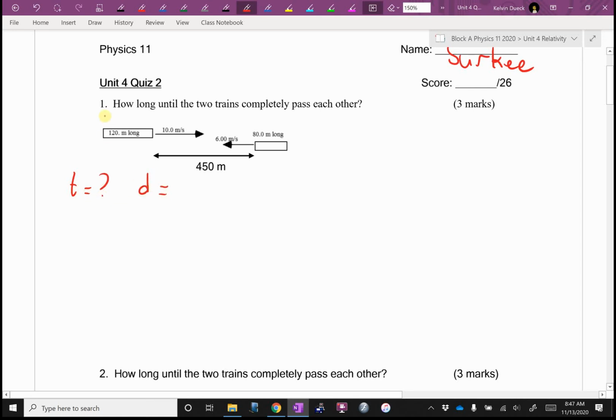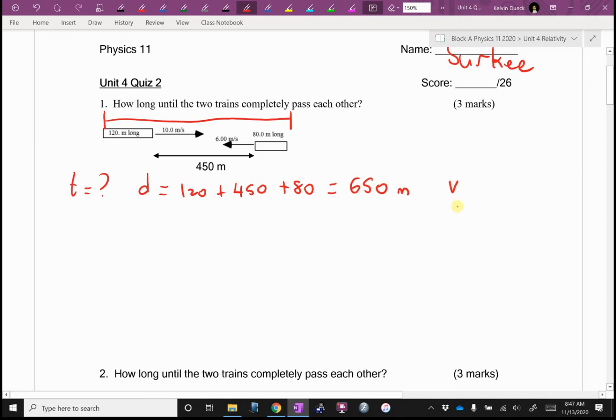D equals, for them to pass each other, I'm going to argue that the back of one train has to get all the way past the back of the other train. So I'm going to argue the distance is 120 and 450 and 80. 120 plus 80 is 200, so I think the distance is 650 meters.